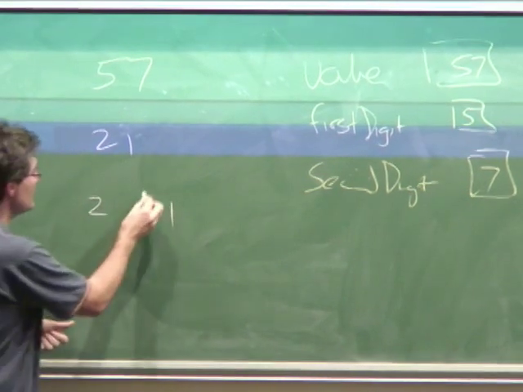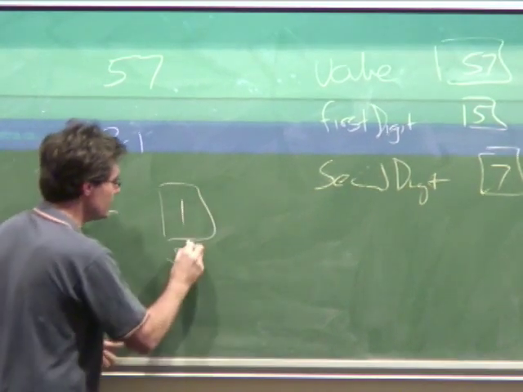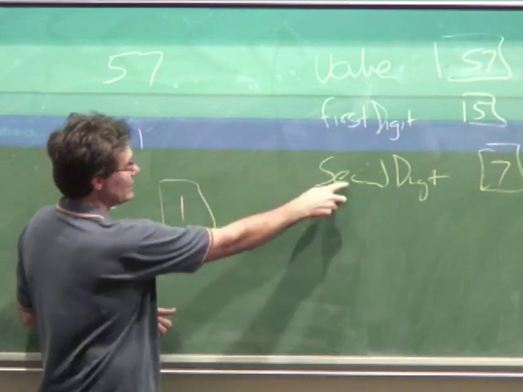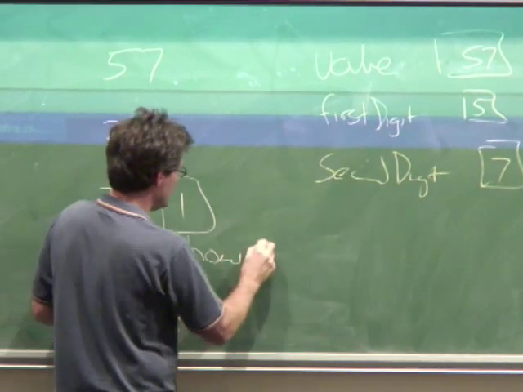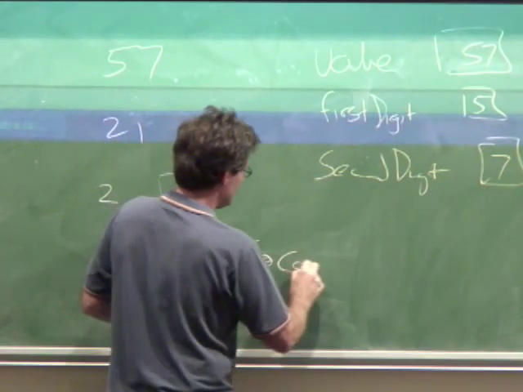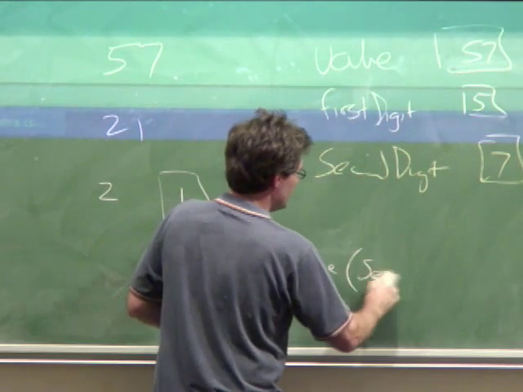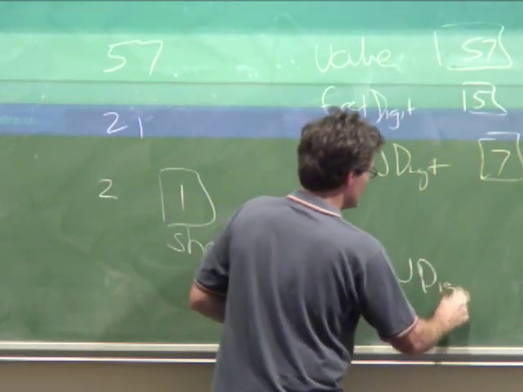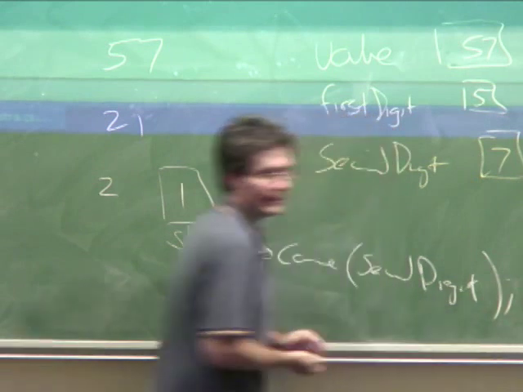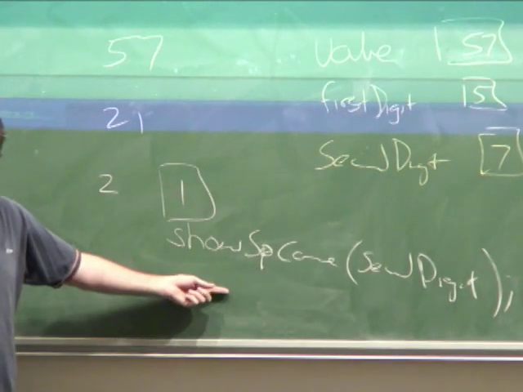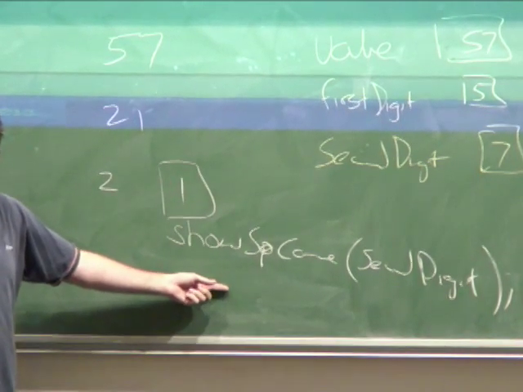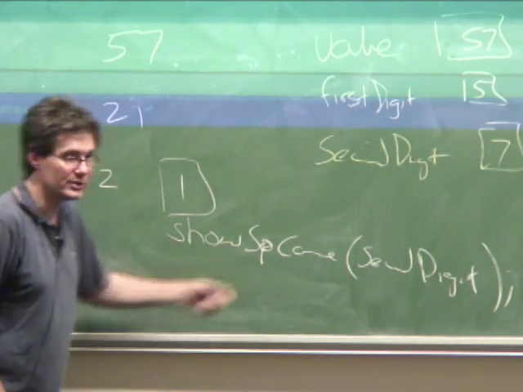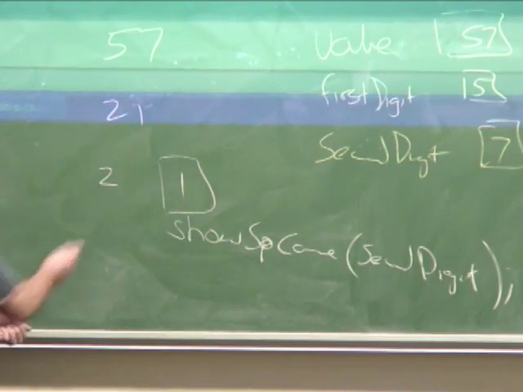Because once you've got the 1 by itself, if this is stored in something called second digit, you just go show special cases second digit. And it's going to print that number out for you. So if you can split it, you can print it out. So how can you split it?